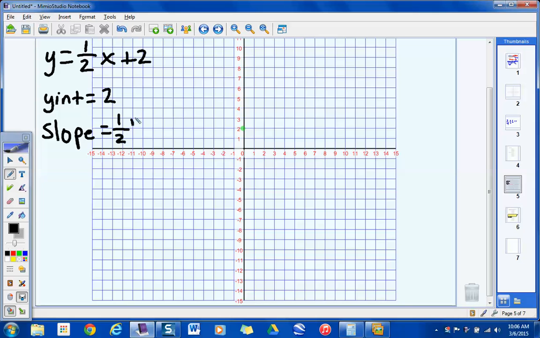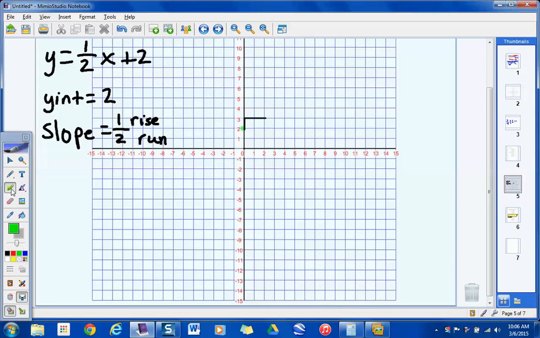It says to rise up 1 and run how much? Let's see. A rise of positive 1. What's that mean? You go up. Up 1 over 2. Like that? So from not the origin, but from which point? From the Y-intercept. Rise 1, run 2.